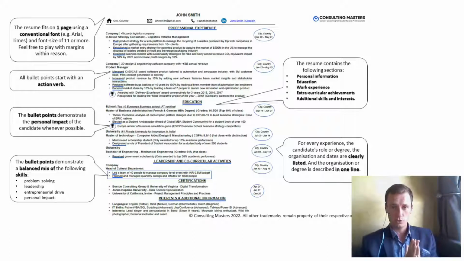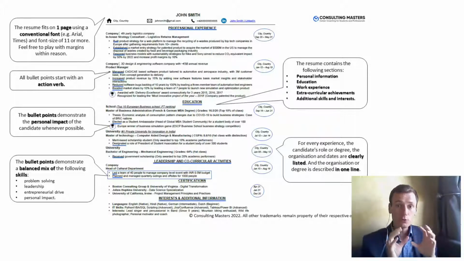Please also make sure that your bullet points, no matter whether it's your professional experience or your education or your leadership experience, are also quantifying the impact using so-called consulting language. What I mean by this is that your bullet points include as many facts, figures, numbers, percentages, or maybe monetary values like euros or US dollars, etc., as possible.